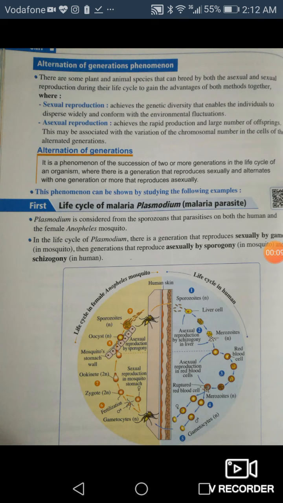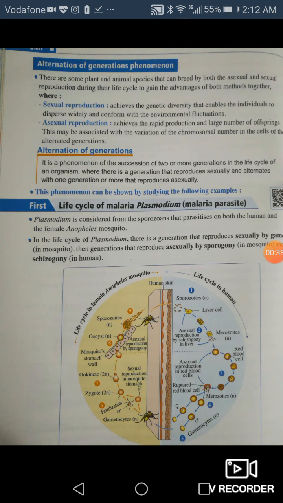We are completing in this video what we started in the last lesson, and we are talking about the last type of sexual reproduction, which is the top one, the king one, the master one. It's the alternation of generations phenomenon. This type of sexual reproduction is the most important one, and some students think that it's difficult, but you will understand it very well in this video.